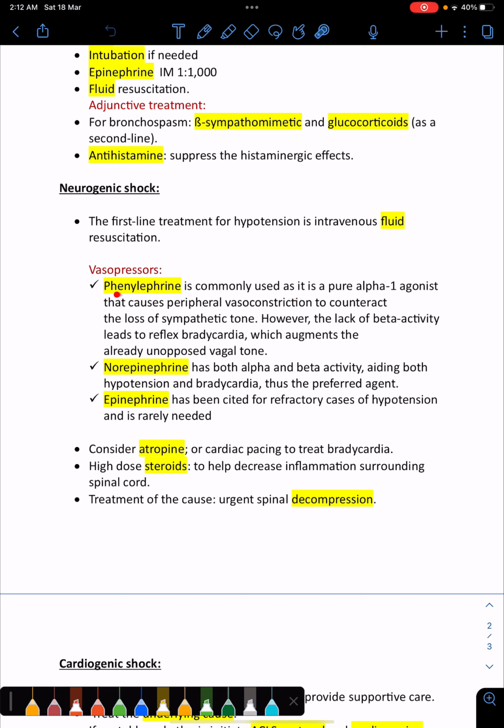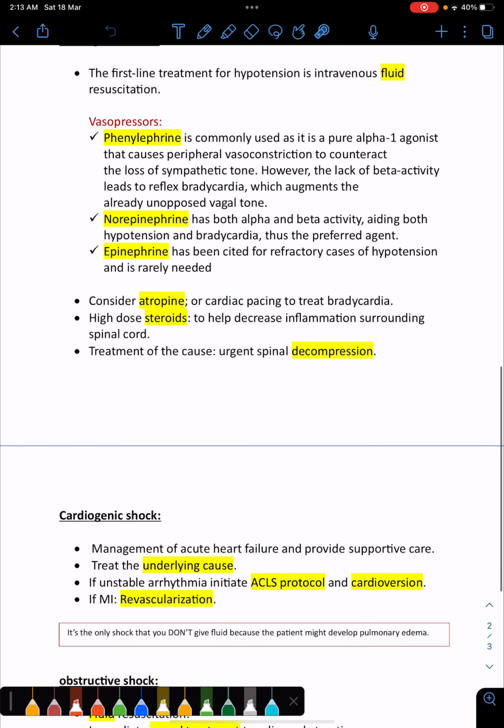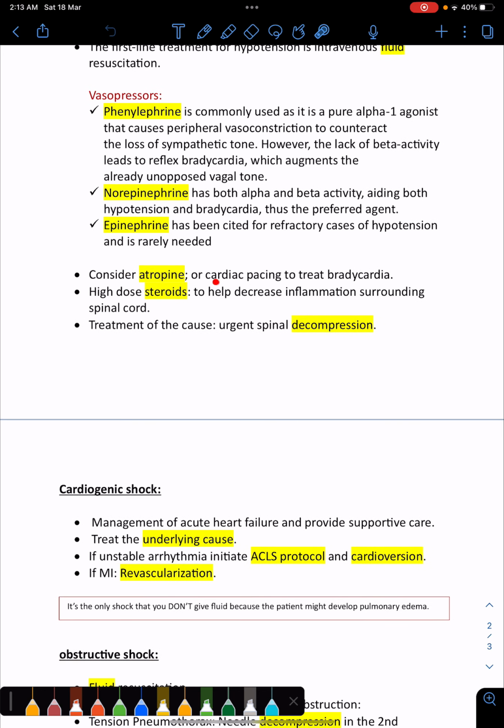The vasopressors such as phenylephrine and norepinephrine and epinephrine, all of these could be given to increase the tone of the vessels, to constrict the vessels of the neurogenic shock. Atropine is considered as well to treat the bradycardia, because those patients are having bradycardia because of losing the sympathetic tone over the heart. So that's why we give atropine for those patients.